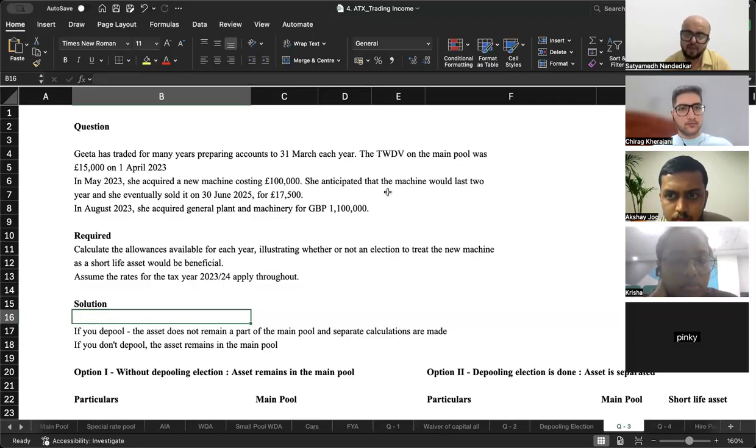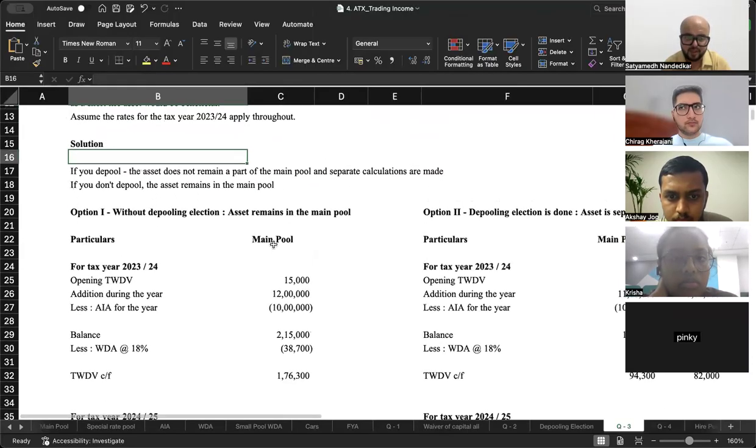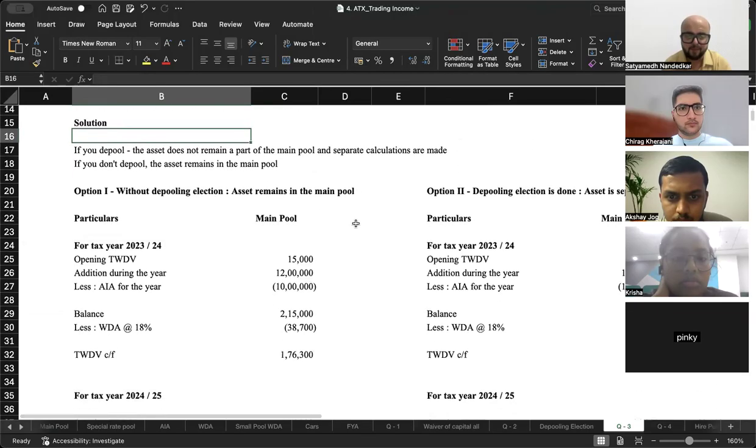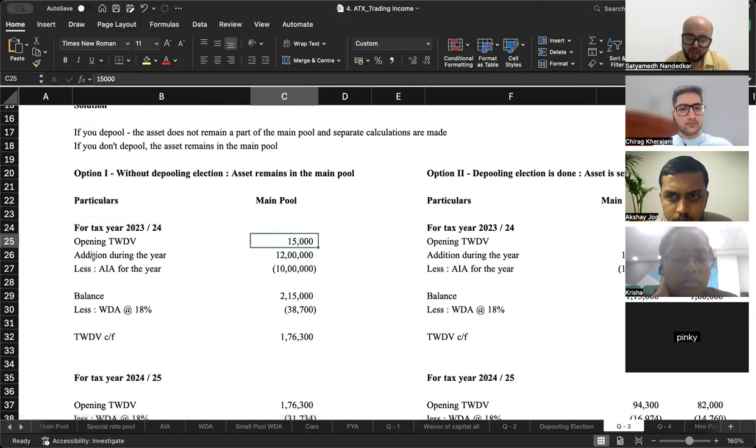She anticipated that the machine would last for 2 years and then she would sell it for 17,500. ठीक है. And in August 23 of the same year she purchased plant and machinery for 11 lakh. Opening था 15, addition during the year 12 lakh, AIA 10 lakh, balance 2 lakh 15, उस पे 18% WDA 38,700, TWDV at the end of the year is 176,300.